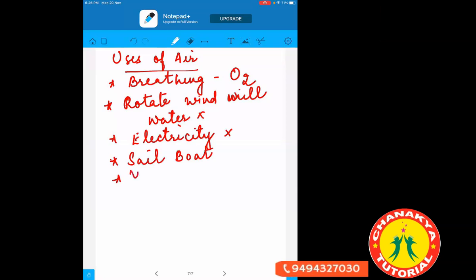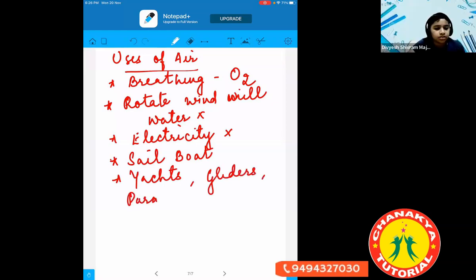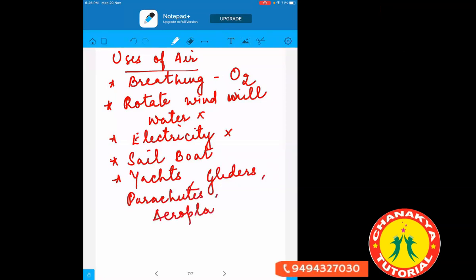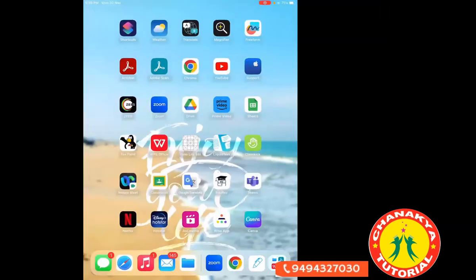For the yacht, it is their sailing movement. Then gliders, parachutes also. You might have seen aeroplane engines use air, aeroplanes to move fast, and when we are feeling so hot. Correct. So several uses are there of the air.